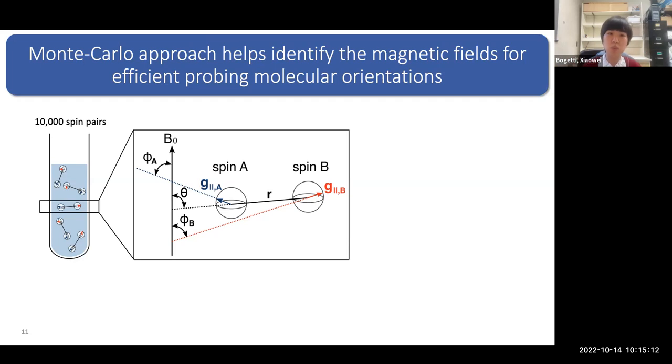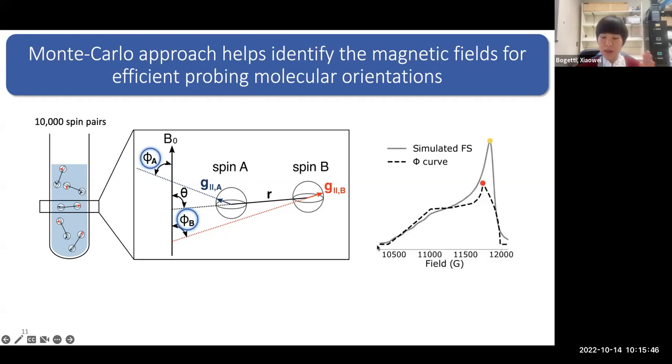So we want to look at a more general term that we can look into and doesn't have all those effects relating to the spin A, spin B orientations. So we instead looked into this spin orientation called phi. And the spin orientation is the angle between the G parallel and applied magnetic field, right? So in theory, if we can properly sample the spin orientation, we should be able to properly sample the molecular orientation. So this is the goal, right?